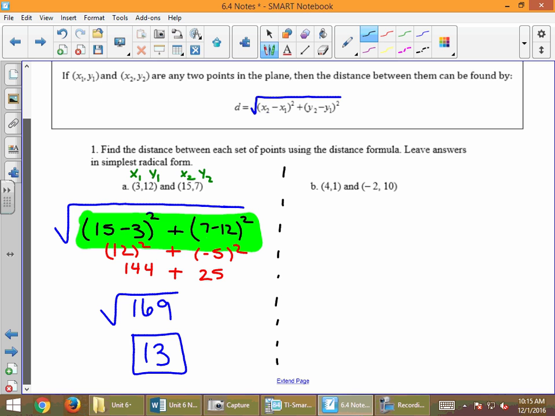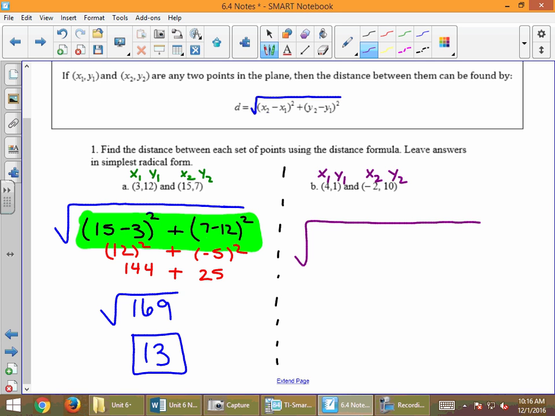Same exact steps for B. You label x1, y1, x2, y2, just like you would label with slope. And you plug those values in underneath your radicals. What's that first parenthesis going to look like? It's going to look something like this. What are we plugging in that first parenthesis? It's x2 minus x1. What's our x2? What is our x1? It would be negative 2 minus 4.